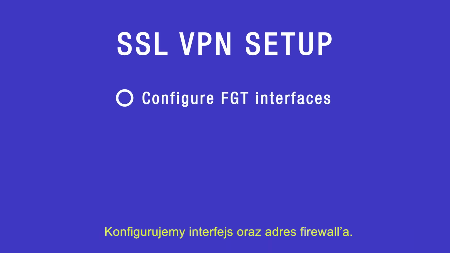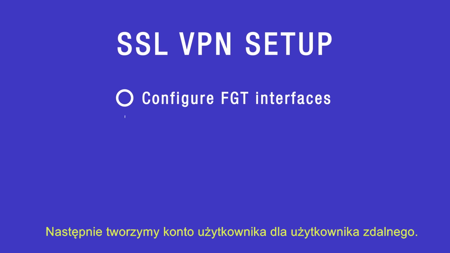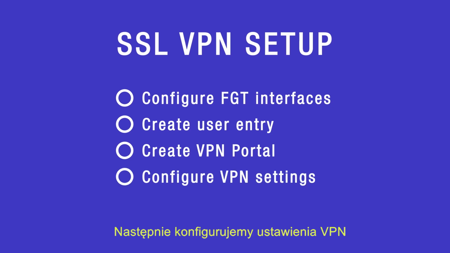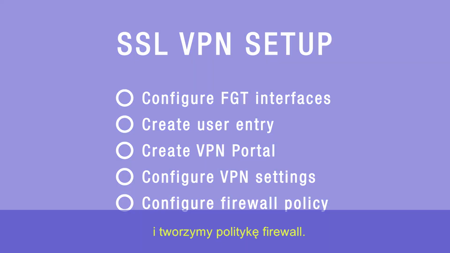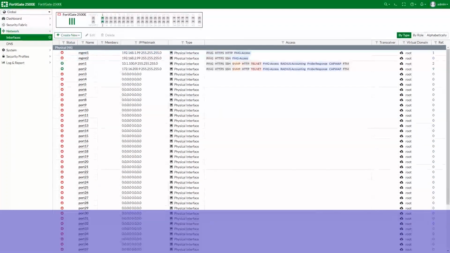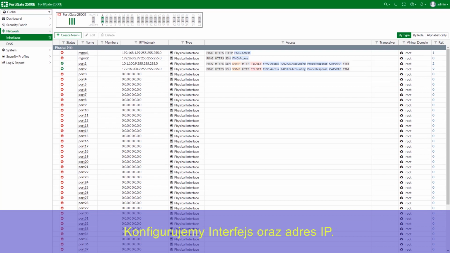We are going to configure the interface and the firewall address. Then we will create a user entry for the remote user and VPN portal. After that, we will configure VPN settings and create a firewall policy. Next, we are going to connect to our FortiGate web interface. We will configure the interface and the firewall address.